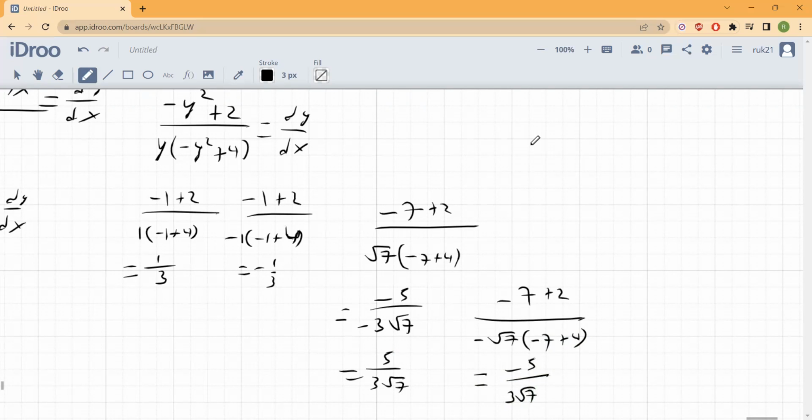So in the end, we see we have 4 solutions. The solutions are 1 over 3 for y equals 1. We're going to get negative 1 over 3 for y equals negative 1. 5 over 3 root 7 for positive root 7, and negative 5 over 3 root 7 for negative root 7.